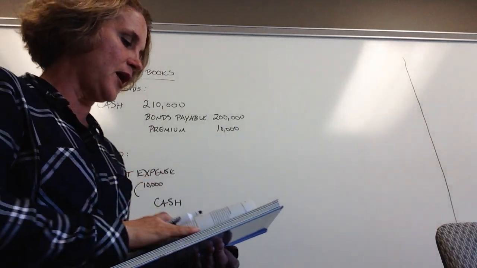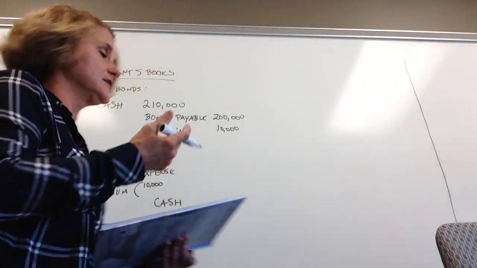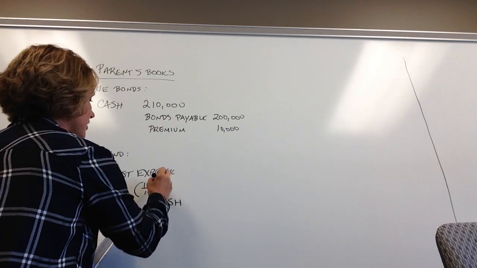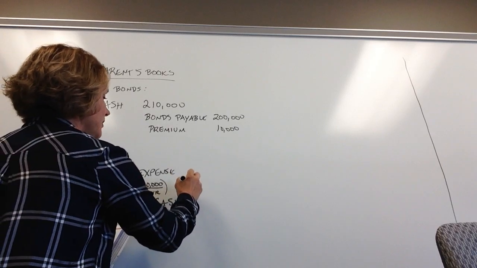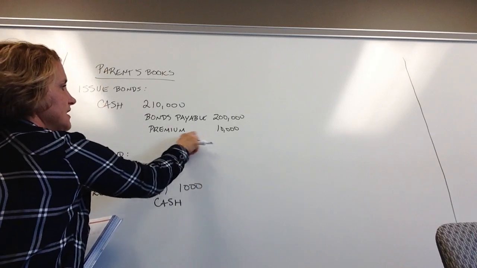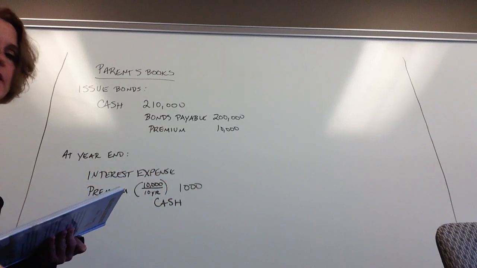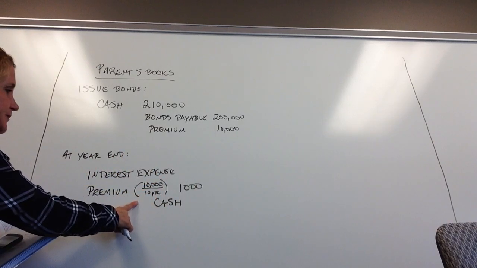If we go back to the problem, it tells us that they're 10-year bonds. So then that's, again, fairly easy. Take your $10,000, divide it by your 10 years. We're debiting the premium because, again, when we initially set it up, it's a credit. Now we're amortizing it out over the life of the bonds. So we're going to debit it.